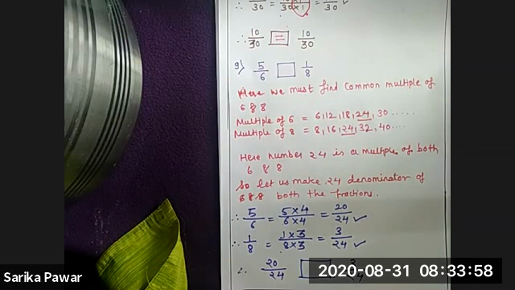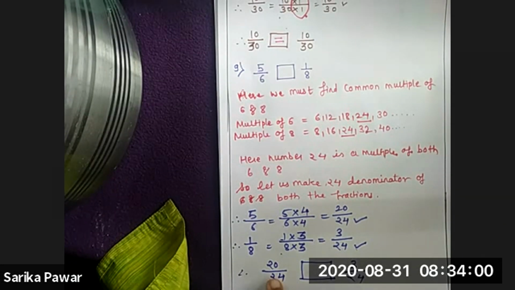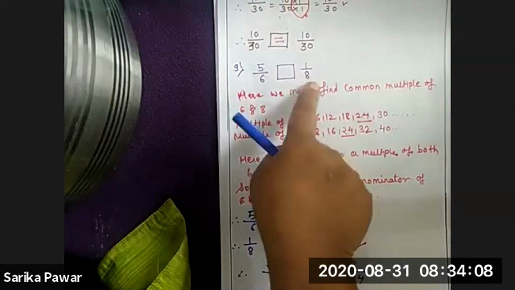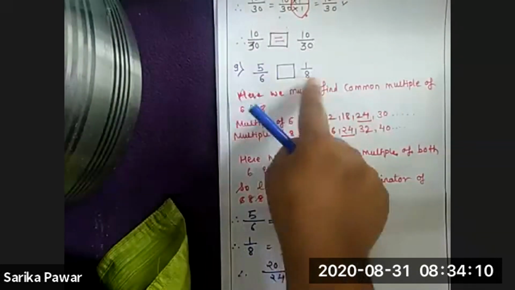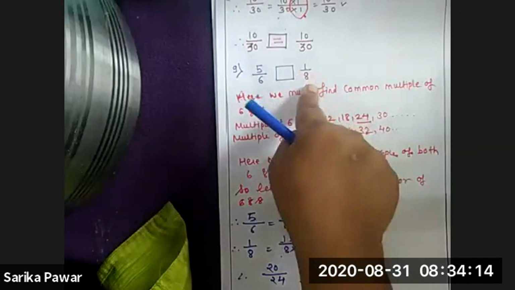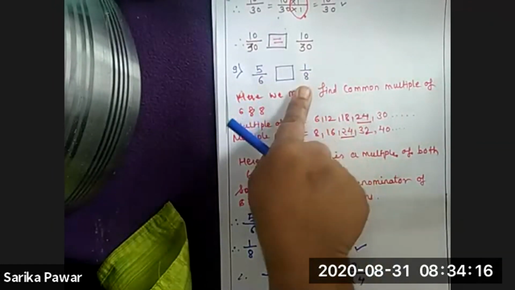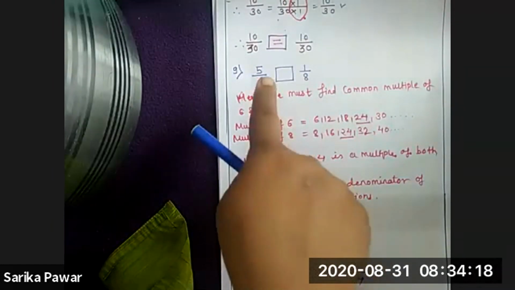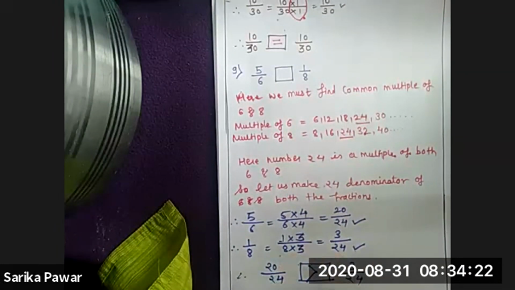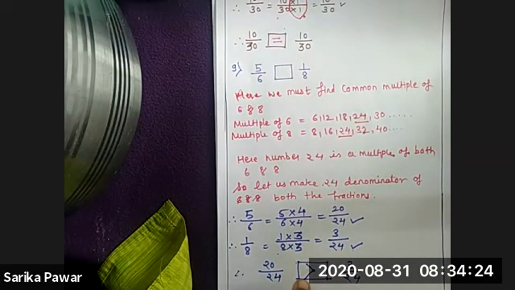20. Very good. 20 is greater. So, this fraction will be the greater fraction. Got it all of you? Yes. For comparing, first we have to make their denominators equal. And we learn already how to convert unlike fraction into like fraction. I converted unlike into like and then I started comparison. Our topic is comparing fractions. Got it all of you?